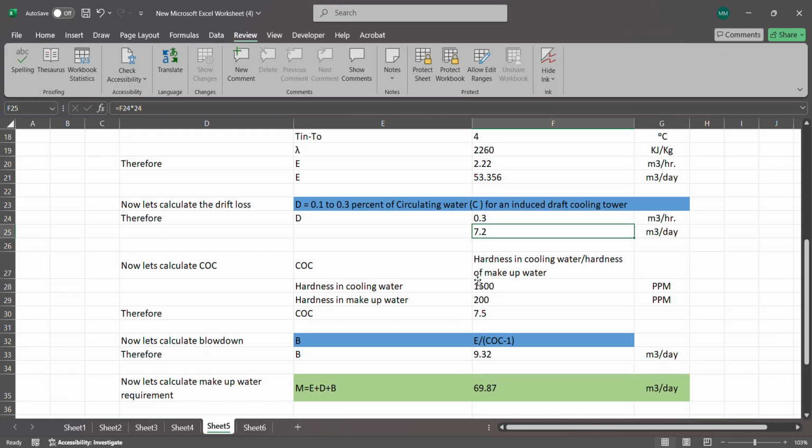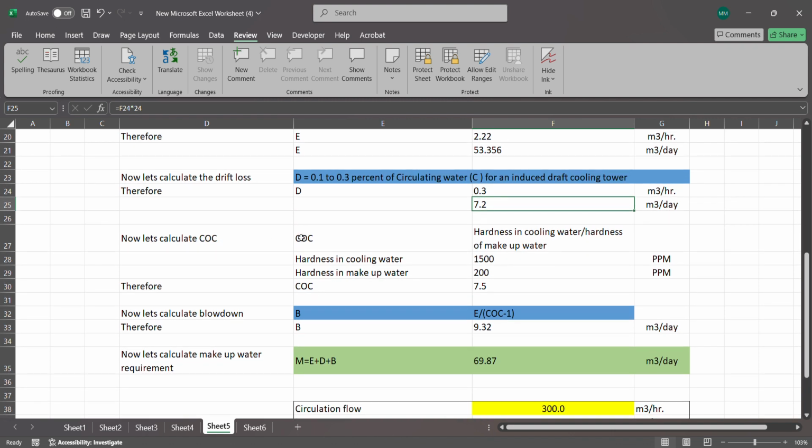Drift losses are like a small mist formation in the cooling tower. Whenever the water falls in the cooling tower, due to windage, due to the wind or fan air circulation, some water gets drifted out with the air. That is known as drift losses.